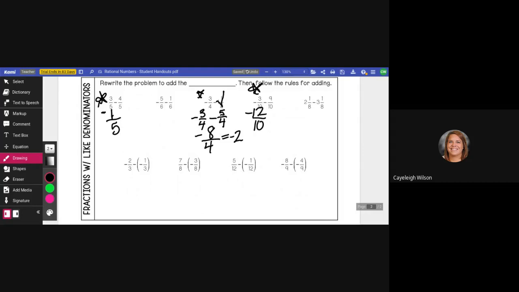I keep the negative. And then they're both even numbers, so they're reducible by 2. So 12 divided by 2 is 6, and 10 divided by 2 is 5. So that would be my final answer there.